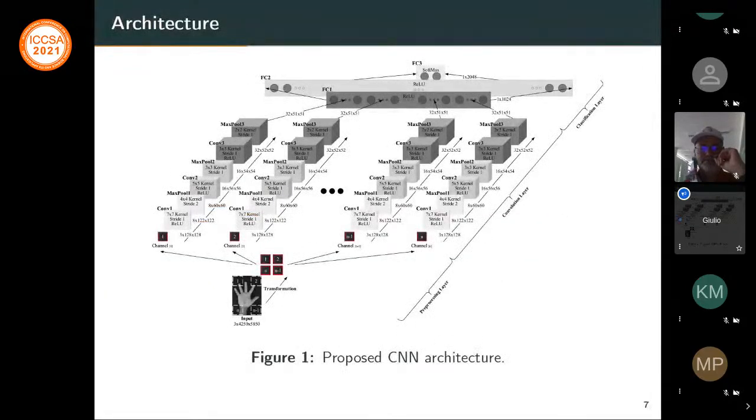Here we see the network. The network that is used is basically a modification of the AlexNet, and it can be used in single channel mode or multiple channel mode. Here we see multiple channel mode, where each channel is used for one crop position.